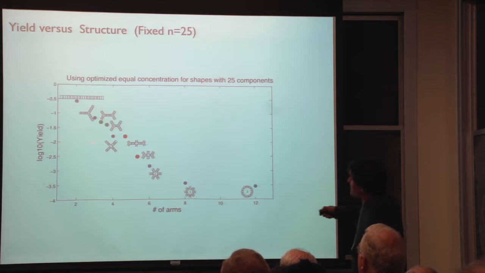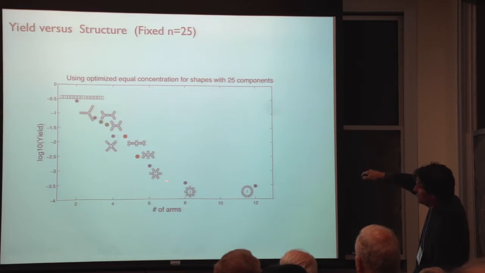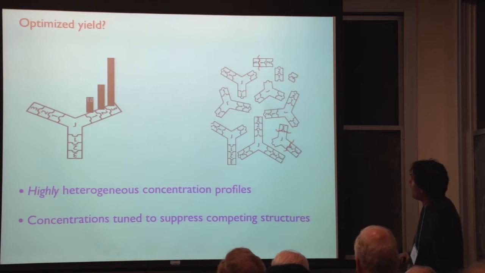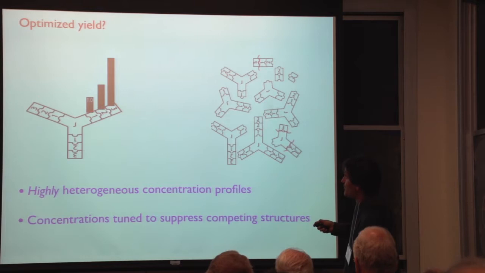So if you plot yield as a function of the number of arms, this is for 25 component things. This is the linear one, and now you just increase the number of branches. These are just structures of different topologies. The yield goes down. But this is all with all the components put in at equal concentrations. If you now say, well, I'm going to release that, then if you optimize, what we find is that again the optimal concentrations are highly heterogeneous. In general, the concentrations of the outside components are higher than those of the inside ones.